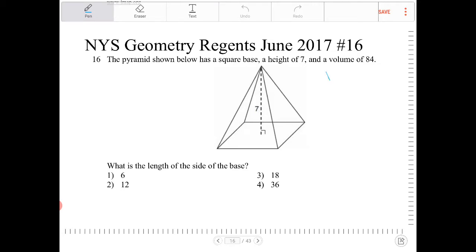The givens is we know the volume of this pyramid, and that is 84. The height is equal to 7, that's labeled. This pyramid is a square base pyramid, which means the lengths on the bottom are all going to be congruent. We want to find the length of the side of the base, so let's call that x.